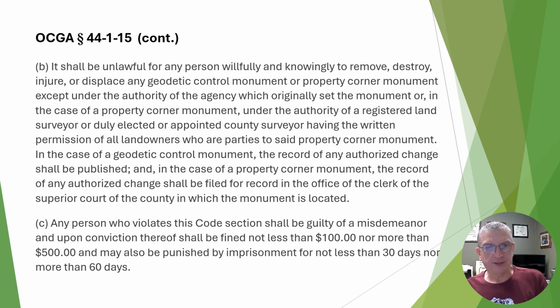The other thing here that says, in the case, let's read the rest. In the case of a property corner monument, the record of any authorized change shall be filed for record in the office of the clerk of Superior Court. So if you remove it, you're supposed to file a report in the clerk's office. Well, the clerk's office is not going to know what you're doing. It would probably need to be an affidavit affecting the title of both properties and cross-referenced to the vesting deeds of both properties. But again, I can't really think of a time where there is a need to do this. I can't think of a scenario other than where they're cutting it down.